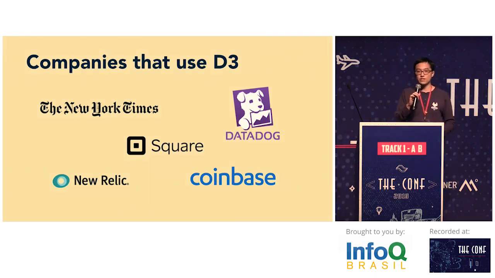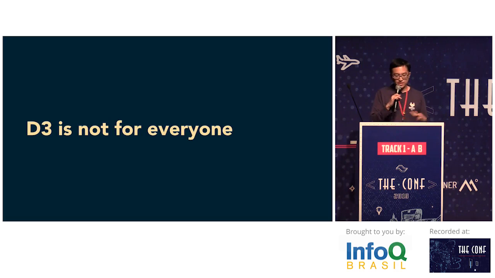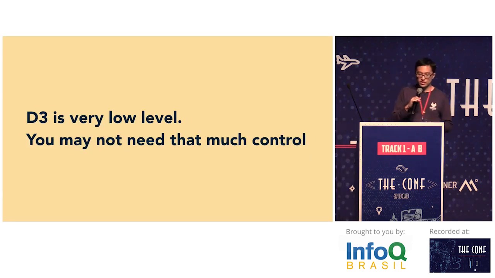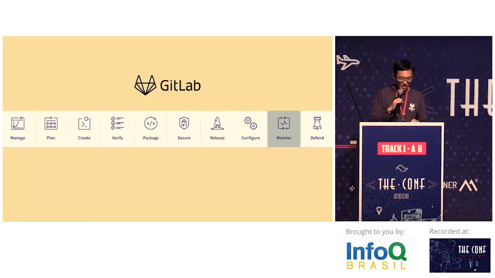D3 is very low level. As you saw earlier in the code, you have to call d3.select, d3.scale. You may not need that kind of granular control that D3 provides. At GitLab, I said earlier I was over the monitor team. These are the stages that we have in the company. For the specific monitor team that I oversee, we have a specific goal. Our goal is to automatically monitor metrics so you know that any changes in code impact your production environment. That's our main vision for our stage, for our product area at GitLab.